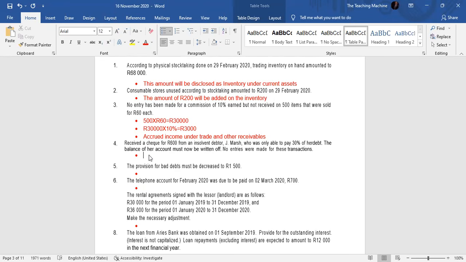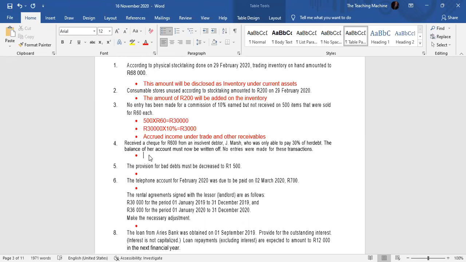Now, we have 2 accounts that are involved in this transaction, because if you look at the last information, it says that no entries were made for these transactions. Received a check for 600 from a debtor who was unable to settle the full debt. Now, this 600 represents 30% of the total amount he owed.